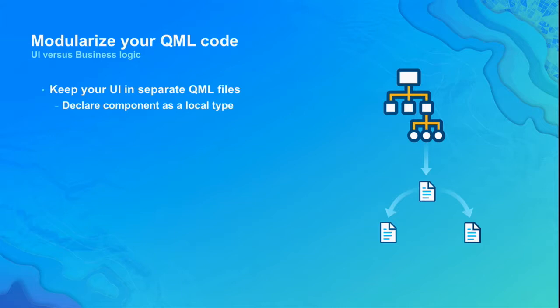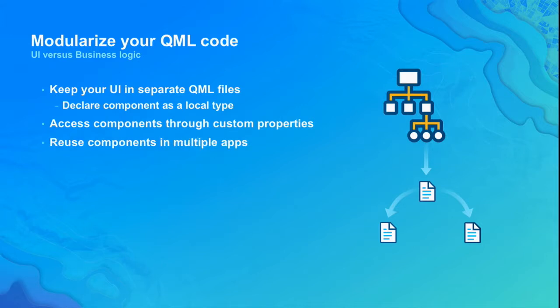And then you can declare these reusable QML modularized components as local types within main QML or throughout your code base. You can access components through custom properties. You can reuse these components in multiple apps or within the same app, which I'll show in a little bit, where we have one component that we reuse a couple times throughout the app, and we customize it and tailor it towards the experience you want to get for that particular feature.